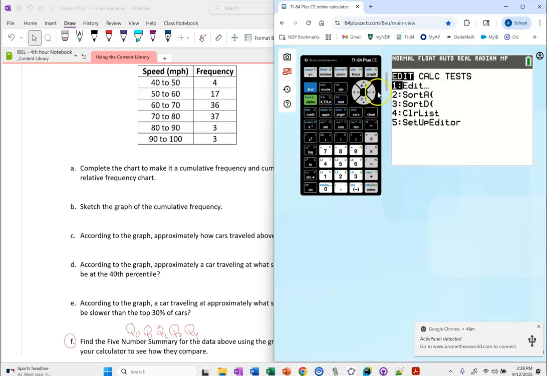Exit out of there, I'm going to do stat, over to calc. One variable stats. I did that in L5, and my frequencies are in L6, so I have to include a frequency because the values are not unique. Then I'll press enter, and it tells me my minimum is 45, that's my Q0. 65 is my Q1, 65 is my median, 75 is my Q3, and 95 is my Q4, the maximum.